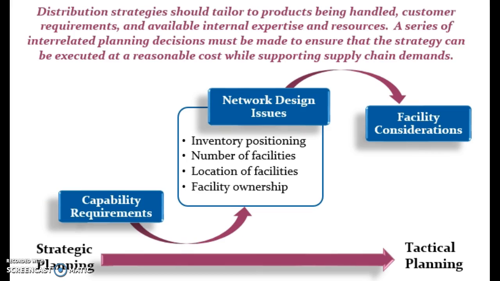Let's look at some network design issues. This phase of strategic planning involves the determination of inventory positioning, the number and location of distribution facilities, and the ownership of facilities in the network. Inventory positioning focuses on the issue of where inventory is located within the supply chain. The drawback of centralized inventory is the long distance to customers, which typically produces longer lead times and higher transportation costs. The alternate inventory positioning strategy is to hold product in multiple customer-facing positions.